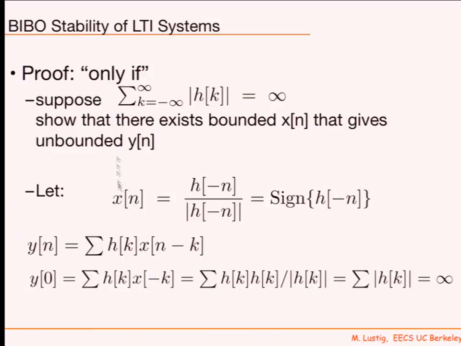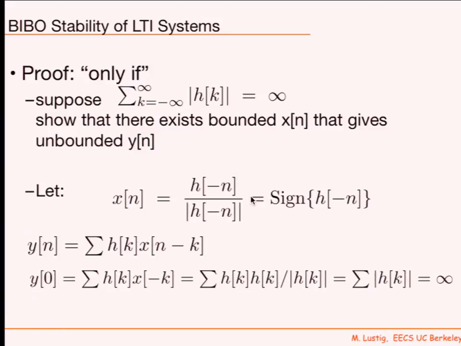The way to prove it is also quite simple. We just try to find an example for which a bounded input results in an unbounded output. An example is choosing the signum function of the impulse response. If you look at the signum function of the impulse response, is this bounded?